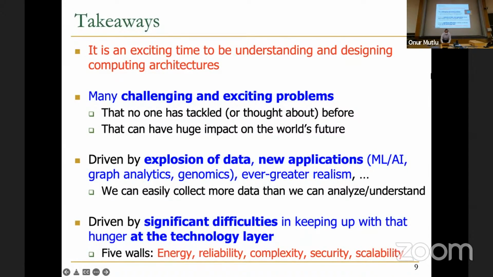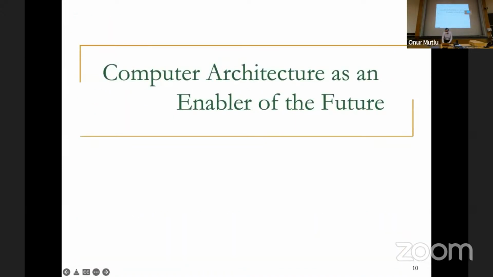It's really a great time to be understanding and designing computing architectures because there are many challenging and exciting problems, both at the lower levels of the stack, technology levels, devices. RowHammer is an example. At the architecture level, memory refresh is an example. And at the applications level, we have these extremely intensive applications that we don't know how to really work with in our computing platforms. And as you see, it's driven by the explosion of data, new applications, ever greater realism, and a push for many different new things. And we clearly have significant difficulties at the technology layer as well, as we saw with RowHammer, for example. So hopefully you're as excited as I am to go forward.